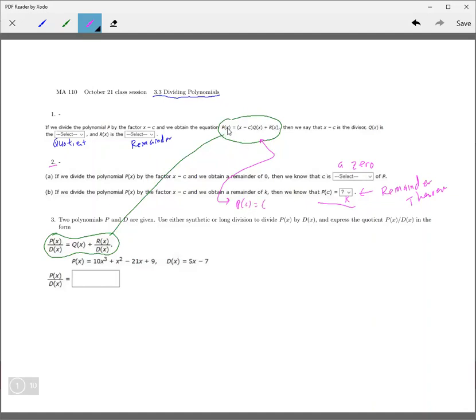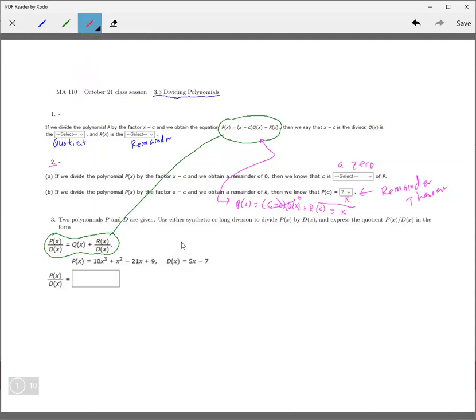If you plug in c for x right there, you get c minus c, and this is all going to be 0 because c minus c is 0. So you're just going to get this. So p of c is going to be the remainder, which is going to be k. The only thing to justify is that this is going to be just a number, which it's going to be when you divide by x minus c. Okay, number 3.